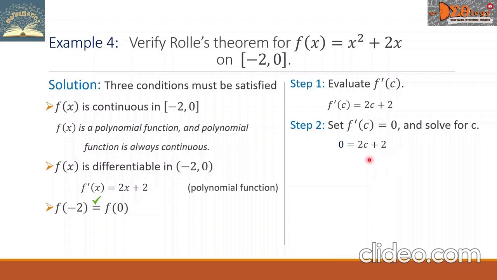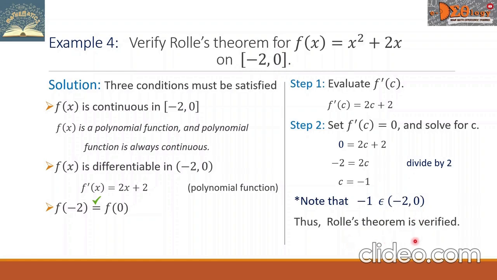Let us solve now for c. This positive 2 we transpose to the left, so it becomes -2. And then we divide this equation by the coefficient of c, which is 2. And the value of c is -1. Note here that the -1 is inside the interval from -2 to 0. That means Rolle's theorem here is verified.